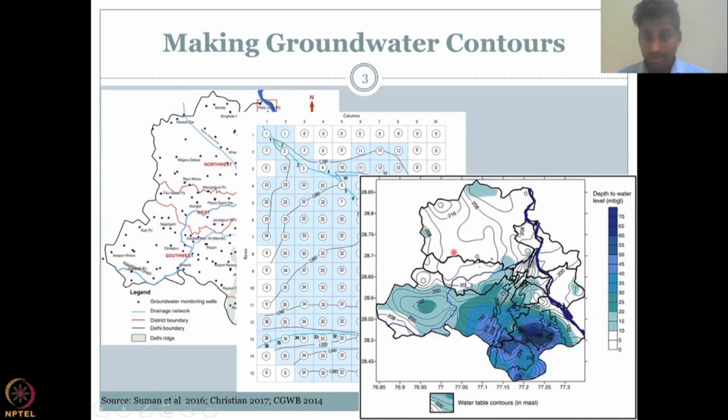So now in this image, you don't see the wells because all these lines represent 216 meters above sea level, and these are 208 meters, 208 meters, etc. So you have 192, 220, 208. So how does water flow? As I said, water flows from higher potential to lower potential.